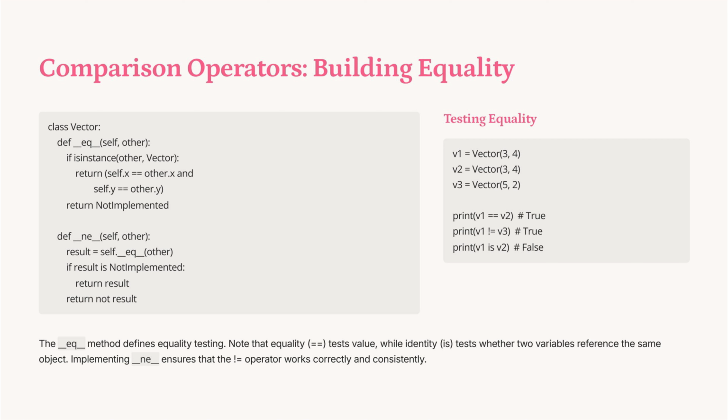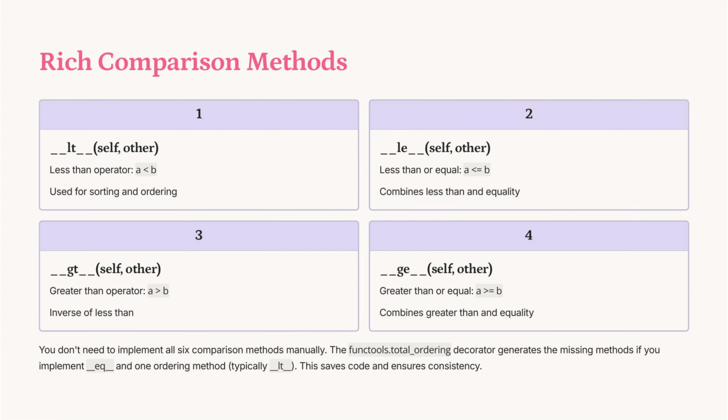Rich comparison methods like __lt__, __le__, __gt__, and __ge__ allow objects to be compared using operators like < and >. The functools.total_ordering decorator simplifies this by generating missing methods if you define __eq__ and one ordering method, such as __lt__. This approach ensures consistent and efficient comparisons.